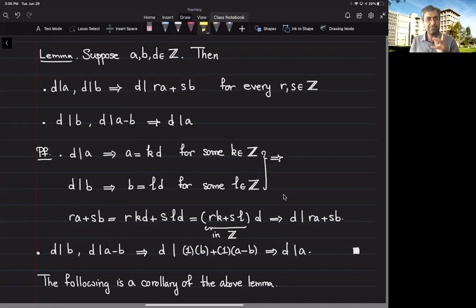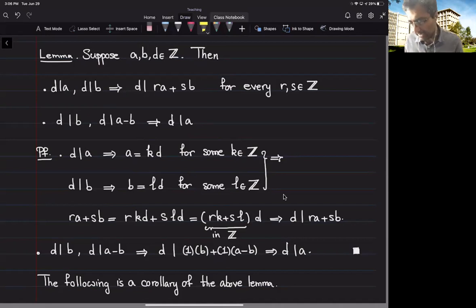So again, the claim is that if d divides a and b, if d is a common divisor of a and b, then d divides ra plus sb, no matter what integers r and s we pick. The second part of the claim is the following, that if d divides b and d divides a minus b, then d divides a. As we will see immediately, it is a particular case of the first claim, but it is of importance for us, so that's why I've isolated this special case and mention it separately.